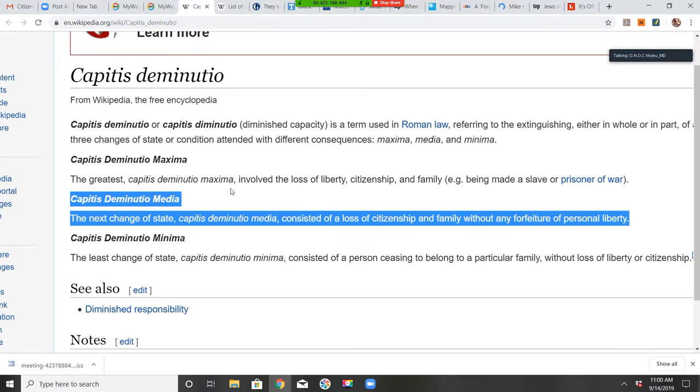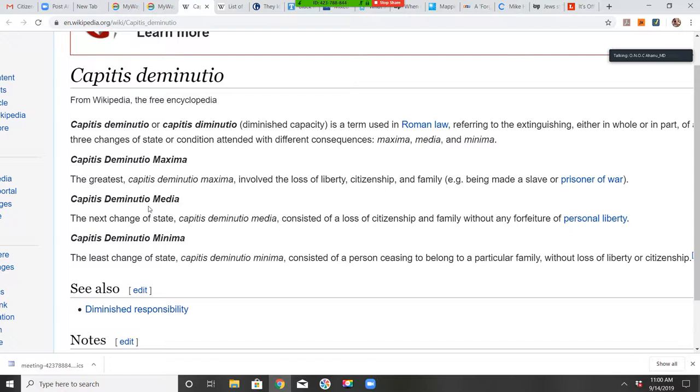What's holding blacks back? Right here. Capitis diminutio media. You don't know your class. You think that you can take capitis diminutio media and make it minimal? Nah. The classes are what they are. People move within the class, but the classes don't move.